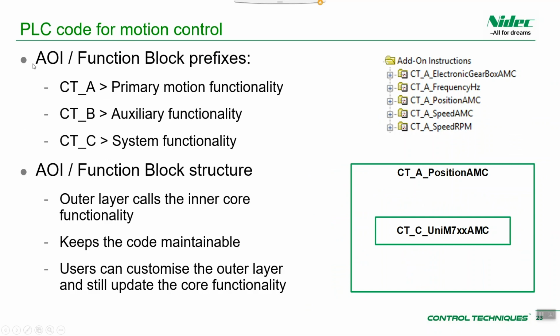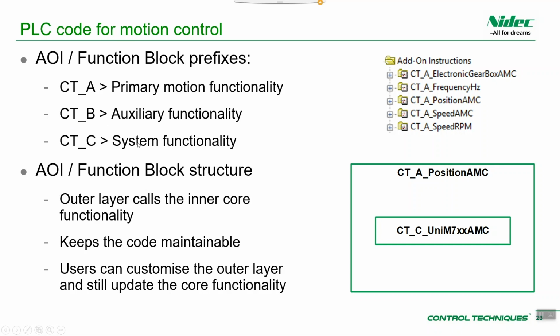So the function blocks themselves have been categorized. You can see we have 3 different prefixes for each of the different categories of function block, or AOI, that are available to you. Things that start with the prefix CTA are primary motion functionality. So these are these function blocks here: electronic gearbox, frequency hertz, position AMC, etc. Those are your main motion functionality. CTB, things that are marked with CTB, those are auxiliary type functionality.